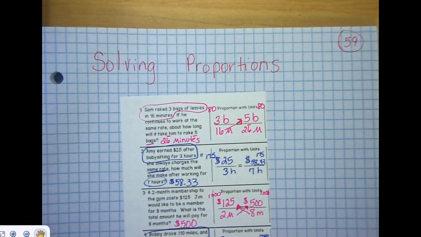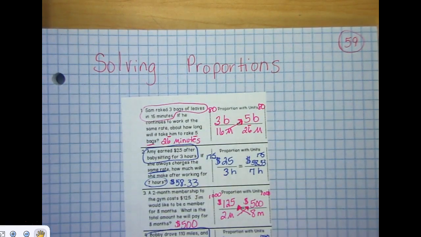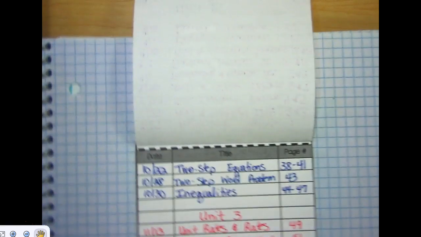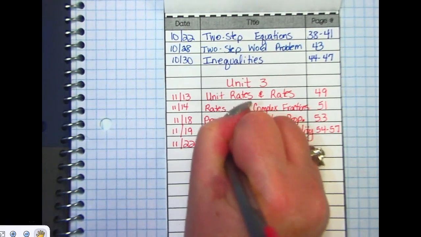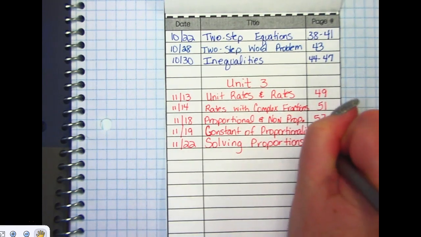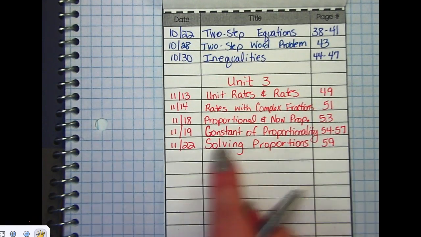Today is the 22nd. 11/22. And I'm going to write the same thing right here. 11/22, solving proportions, and that's on page 59. And this is what you're writing on the top of that page too, solving proportions.